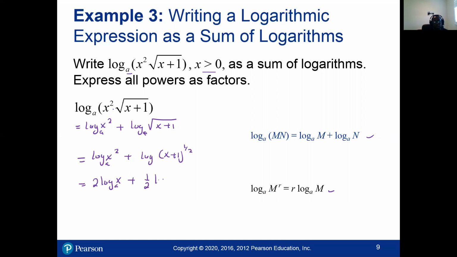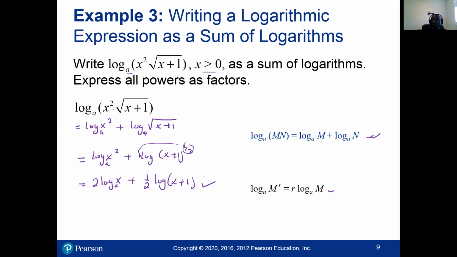1/2. This half comes to the front and becomes x plus 1. Now we cannot write this, this is x plus 1, it is not x times 1, so we write it as log of, we use this property as a sum. So that will be your final answer to that.